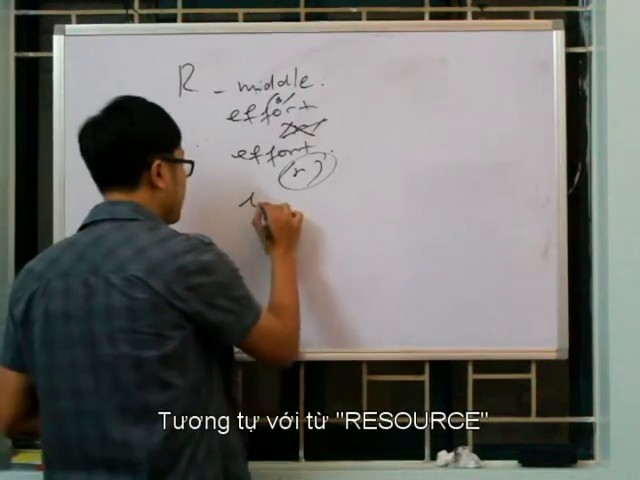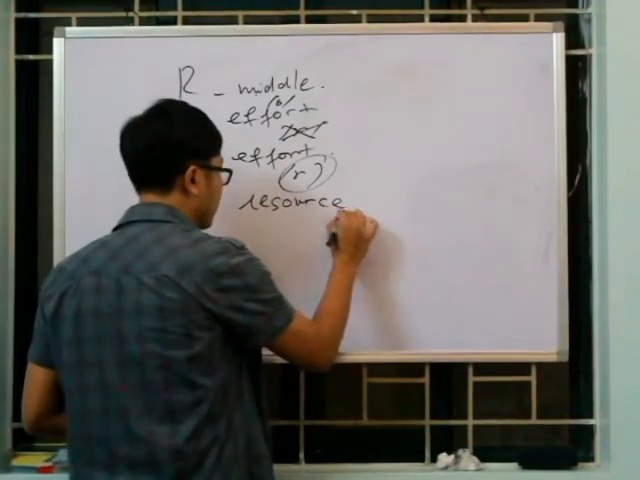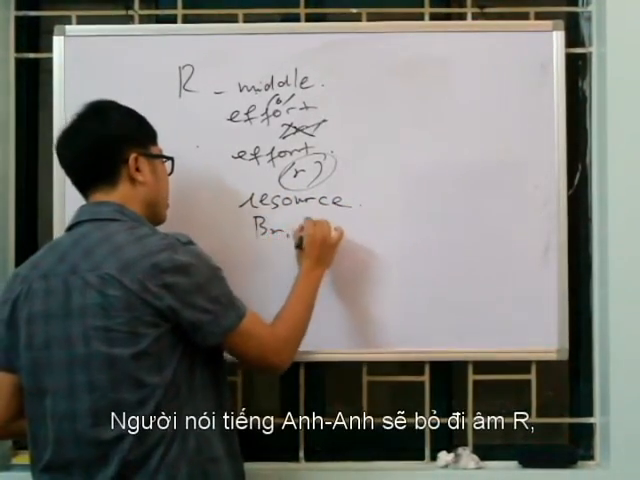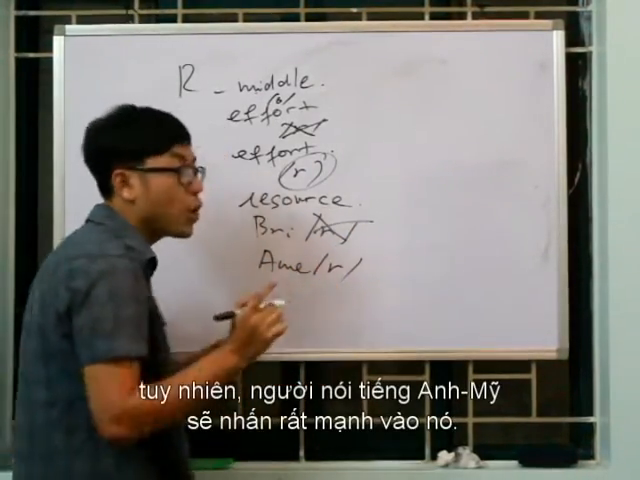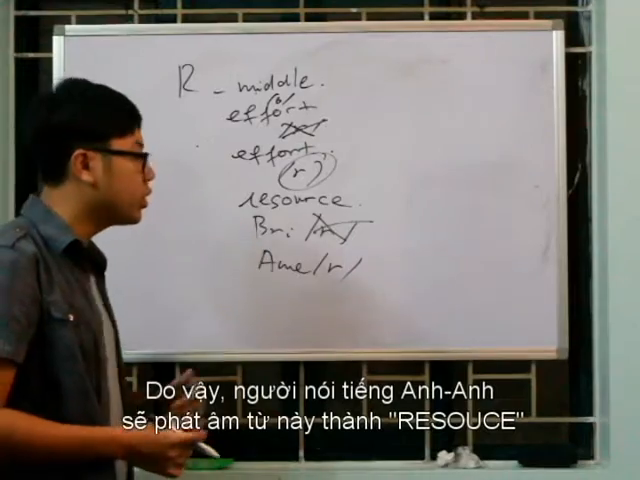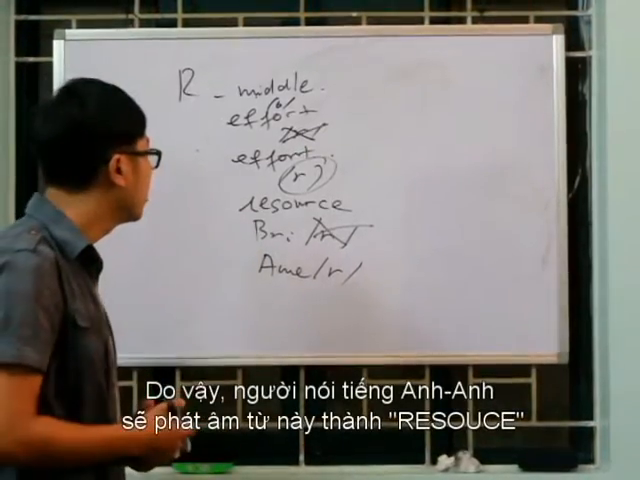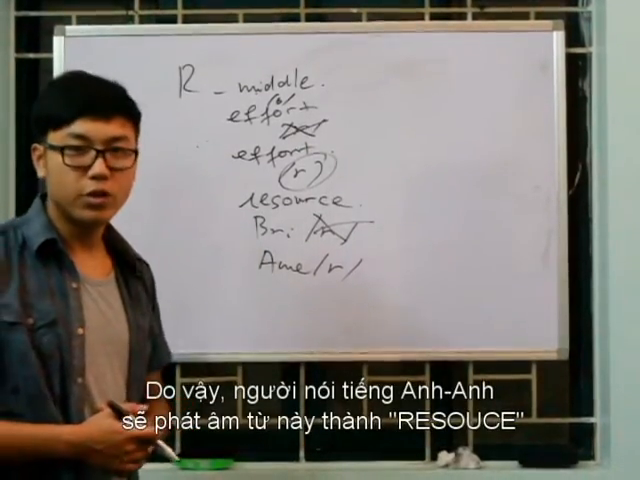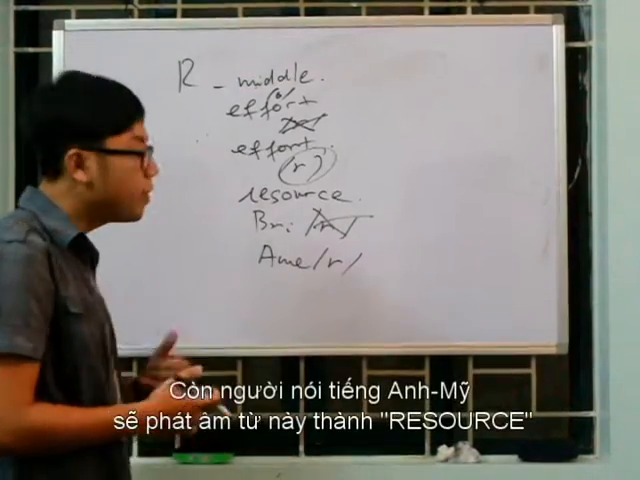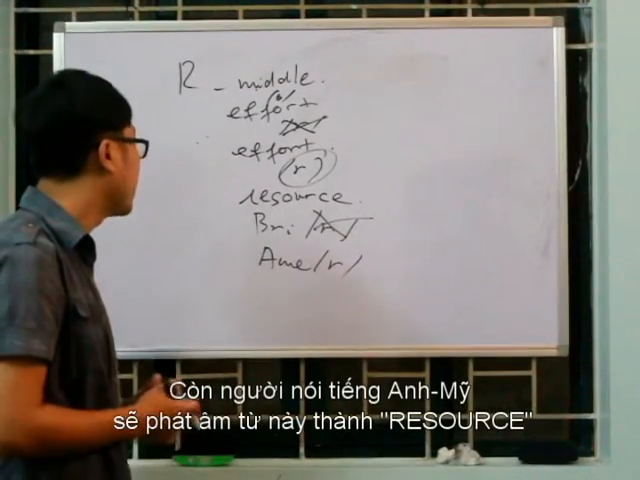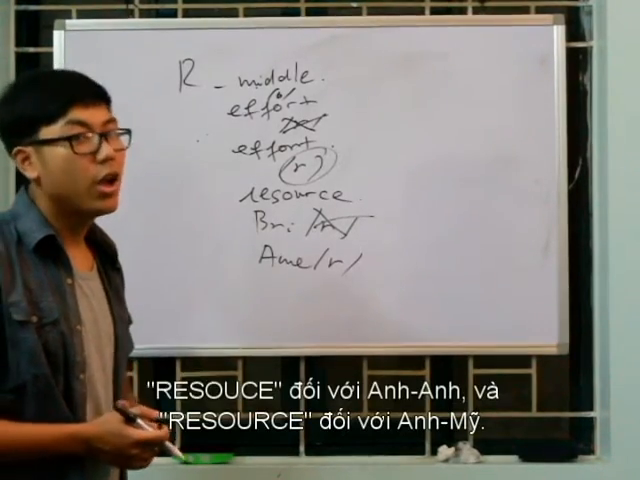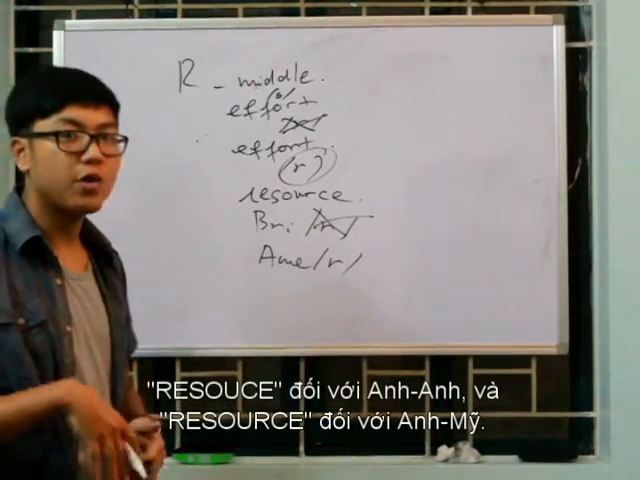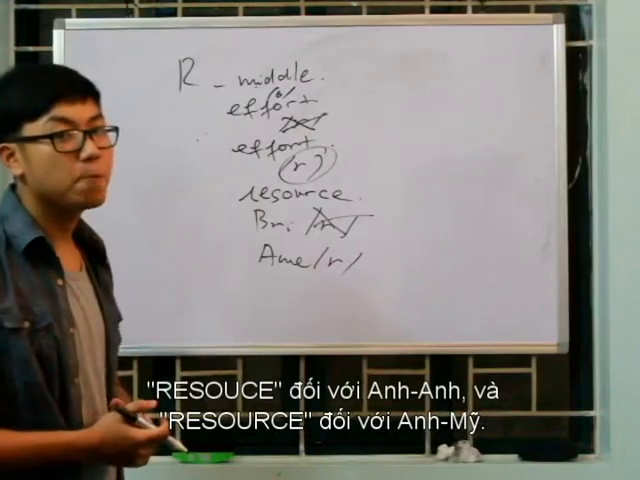The same thing happens to the word resource. With British English, there's no R, but with American, there's a really strong R. So with British English, the word is pronounced resource. But in American accent, the word is pronounced resource. Okay. Resource from British and resource from American.